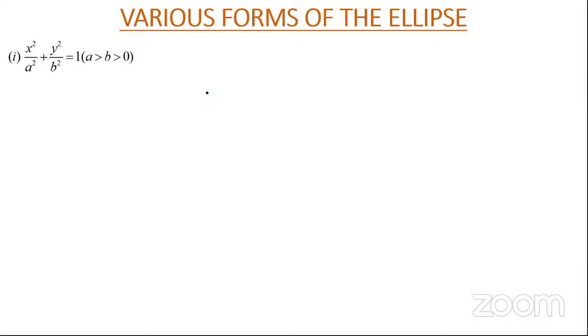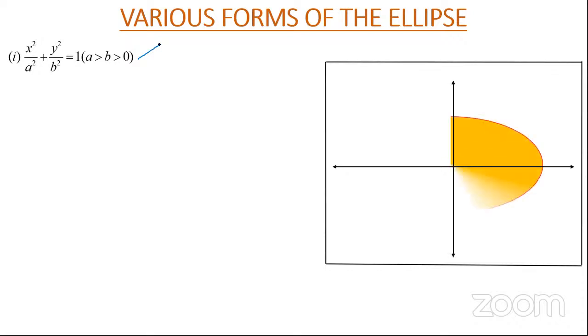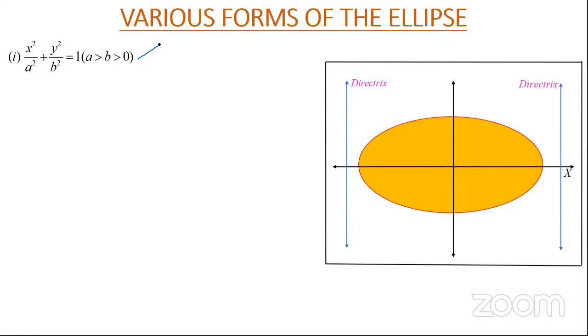x square by a square plus y square by b square equal to 1, where a is greater than b is greater than 0. This is the standard form. Please observe this figure. This is an ellipse. These are the directrices, x dash, y dash, A, the center, and A dash, B dash.